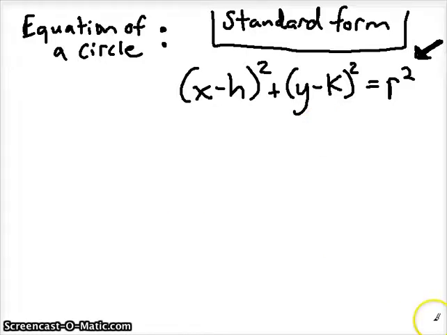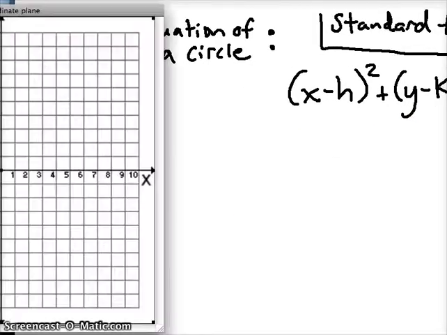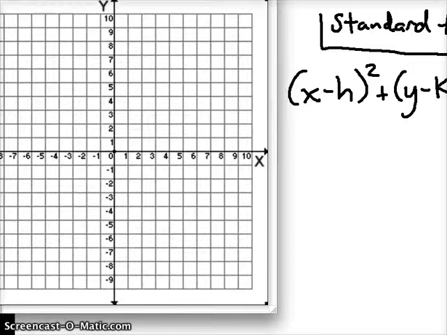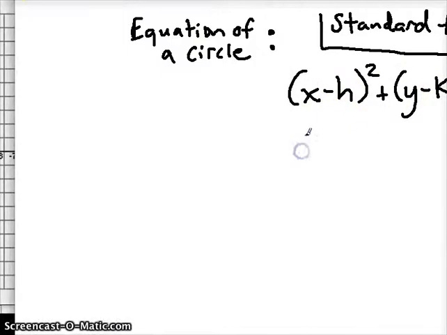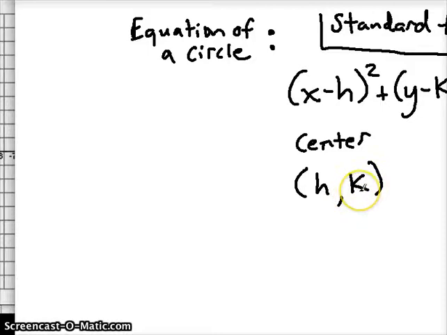Alright, so what does that look like? Well, let me get a graph going here. If I draw a nice little circle, the center of my circle seems to be right here at the origin at 0, 0. And that happens to be what h and k represent. So in this standard form, h is always going to be the x value of my center, and k is always going to be the y value of the center coordinate.